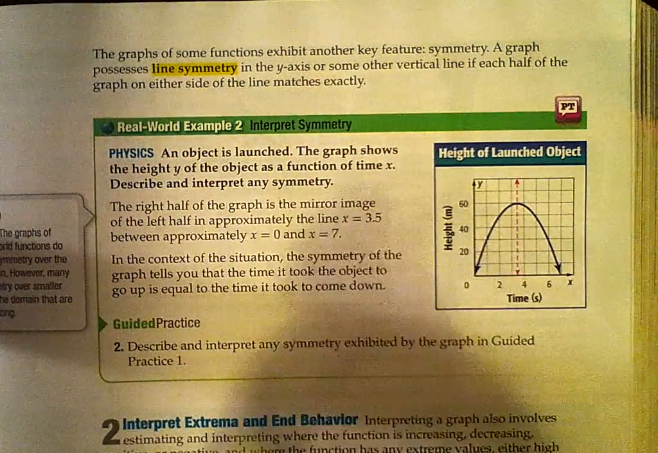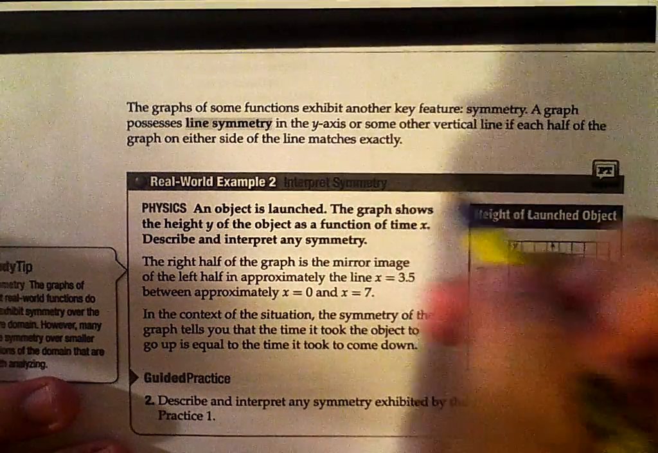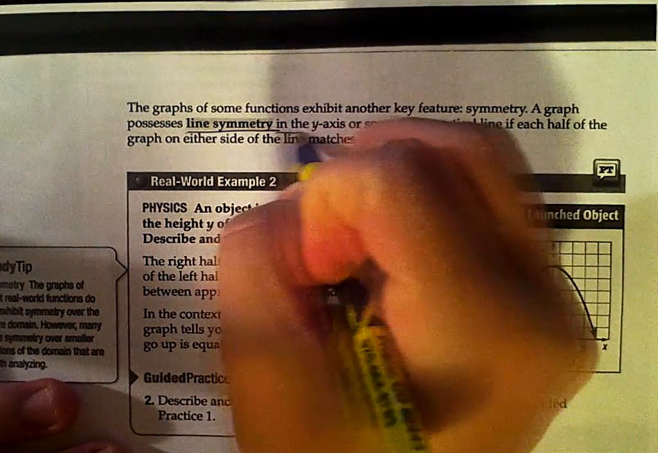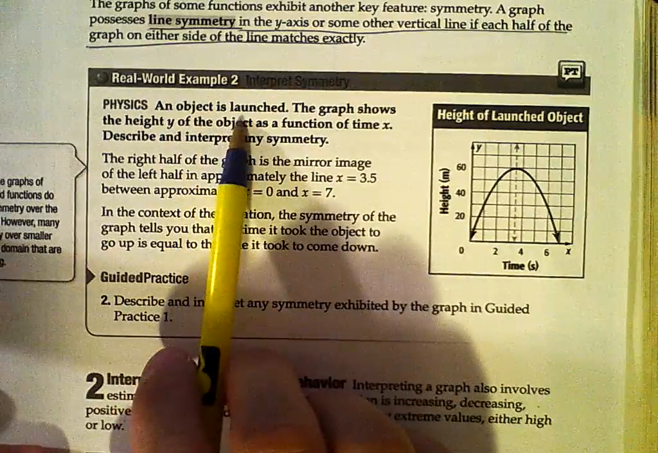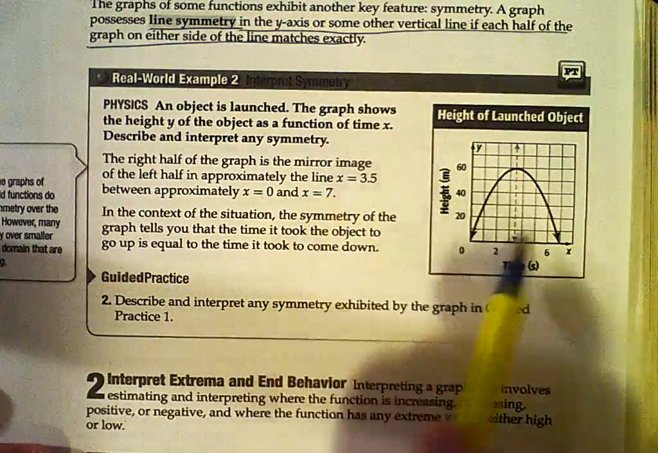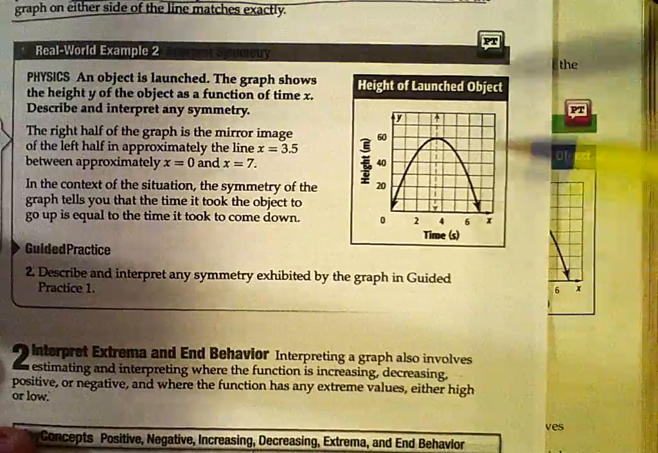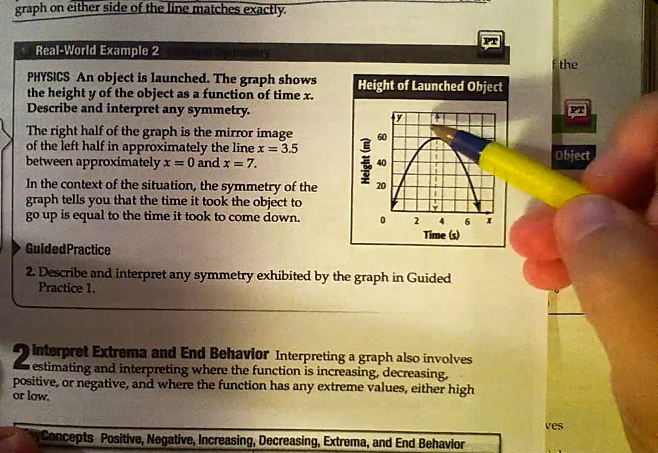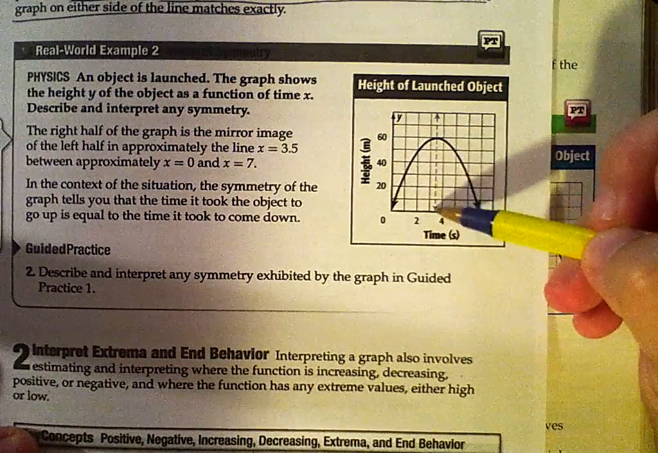All right, and then let's look at example 2 here. I guess we should underline what's important on our handout as well. Okay, and then example 2. An object is launched. The graph shows the height y of the object as a function of time x. Describe and interpret any symmetry. So if you look at this graph, this is the graph of the line. Okay, they've added this line of symmetry.